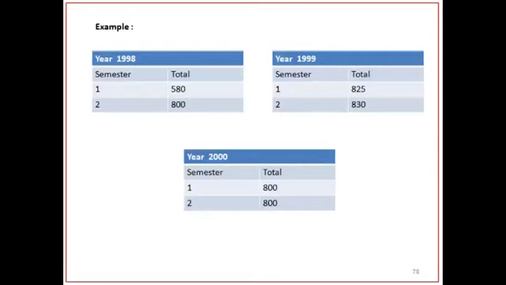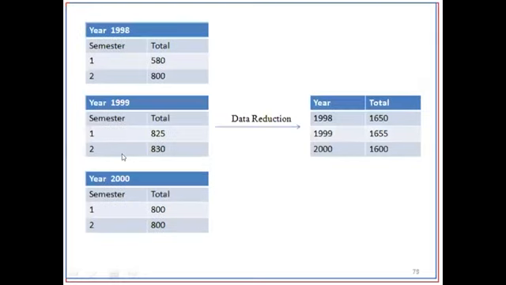Now I want to know the total strength year wise. Here I have given the year, semester 1 and semester 2. At the same time I want to know the year wise data. So if you want to know the year wise total strength, you have to sum the first semester and second semester. Now you can sum the total strength year wise like this.